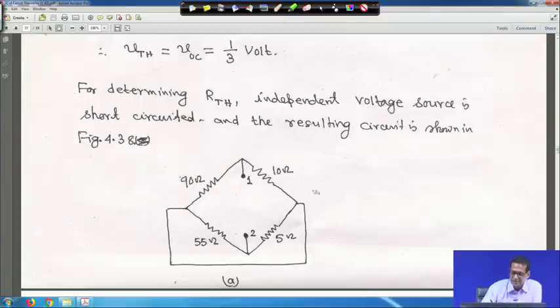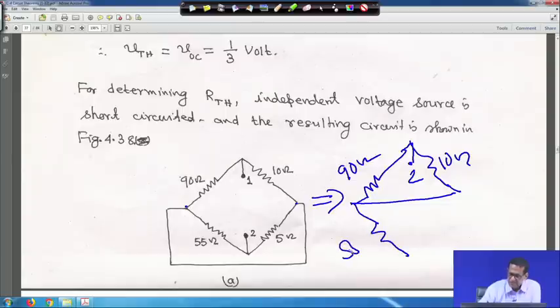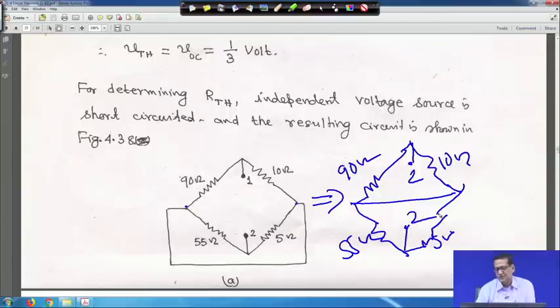So, what I can do, to get this equivalent, is note that these two points are connected by a wire only. If I make it like this, this is 90 ohm, make it 1, this is 10 ohm, right. That means this point I connect like this, and this is your 55 ohm and this is your 5 ohm, right. So, this is 1 and this point is 2, right.